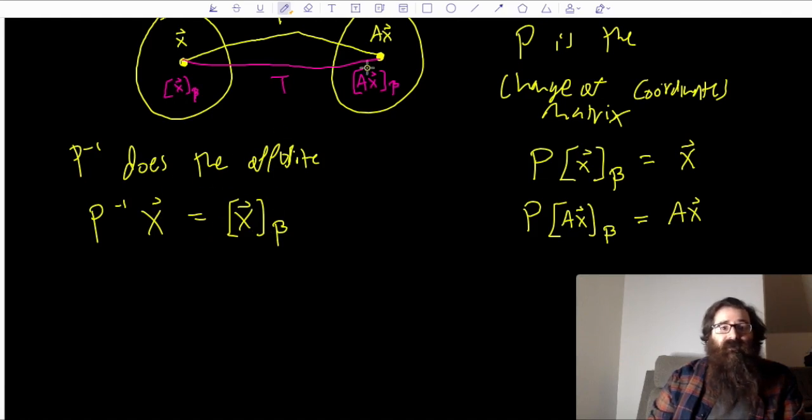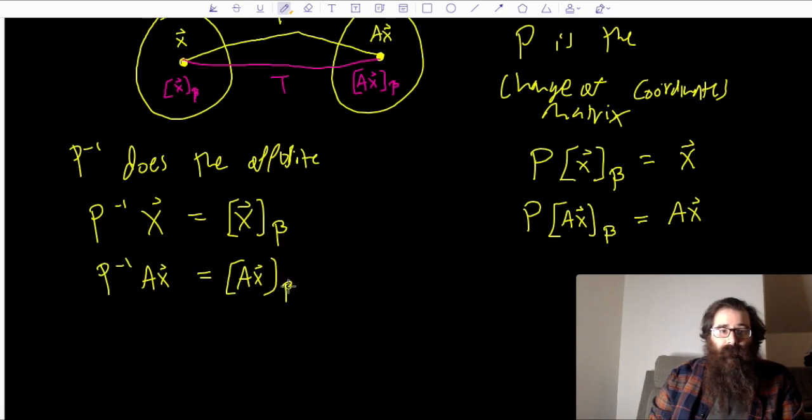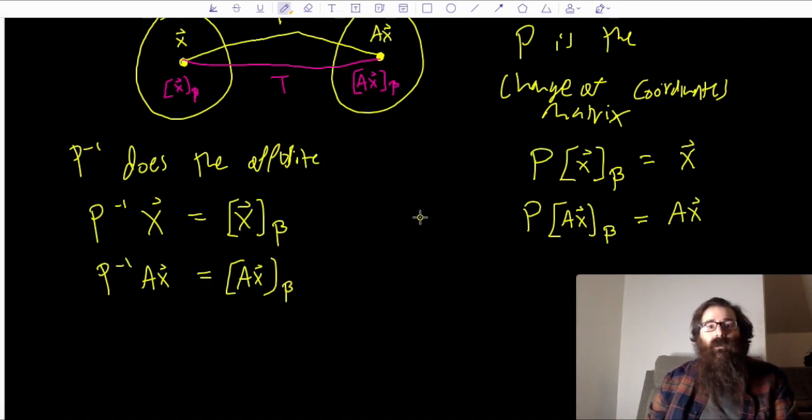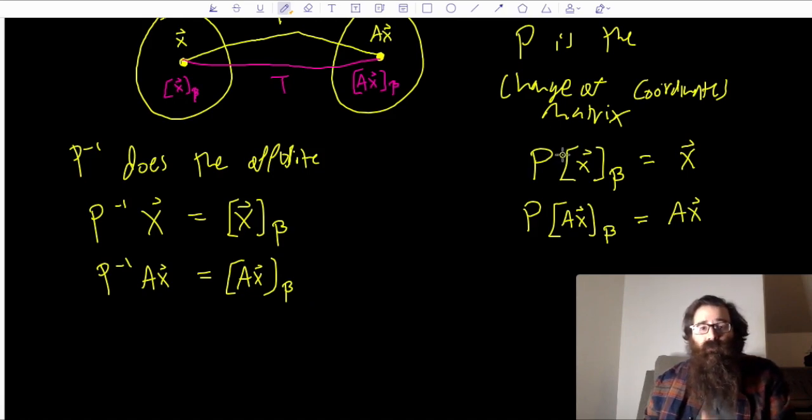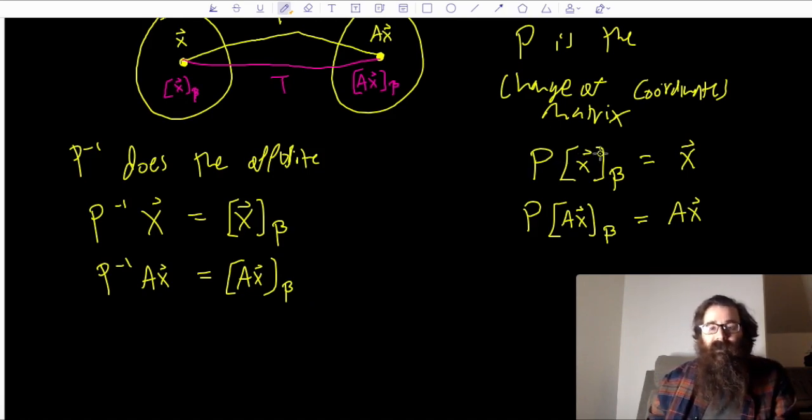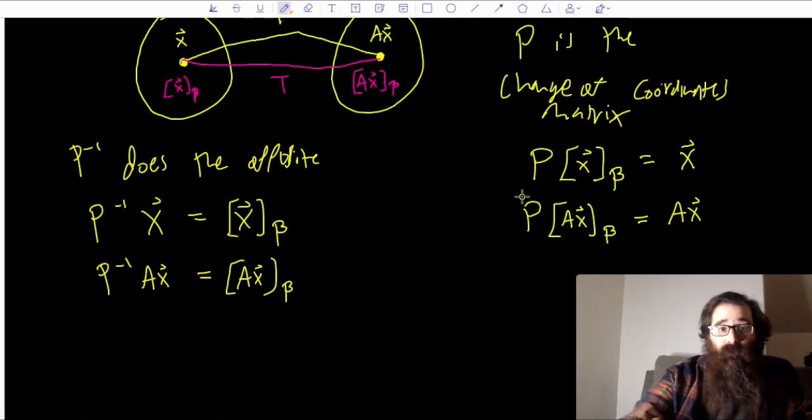And similarly, thinking of Ax as if it's one thing, it's my output vector. If I don't like the convenience and the luxury, this wonderful life of being in a standard coordinate system, if I don't want it anymore, I want to throw it all away and leave it behind, I'm going to multiply by P inverse on the left, and that's going to bring me to Ax in a non-standard coordinate system, so Ax sub beta. So, okay, P is our change of coordinates matrix, really good at taking something in a non-standard basis and throwing it into the standard basis for us.